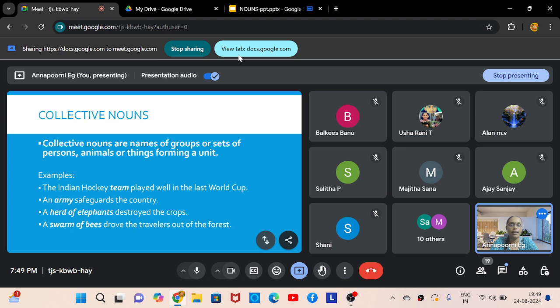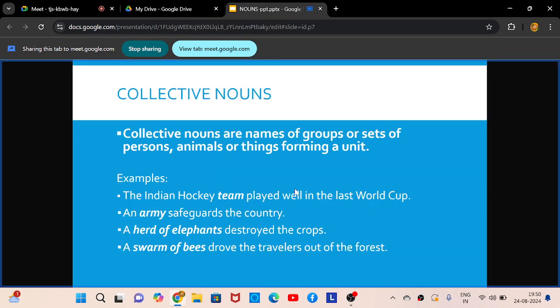Next is a swarm of bees drove the travelers out of the forest. Bees can be male or female. It can also be honey bee or normal bee, but a group of bees is called a swarm. A swarm of bees drove the travelers out of the forest. Drove is the past tense of drive. A swarm of bees drove the travelers out of the forest. So swarm of bees is a collective noun.